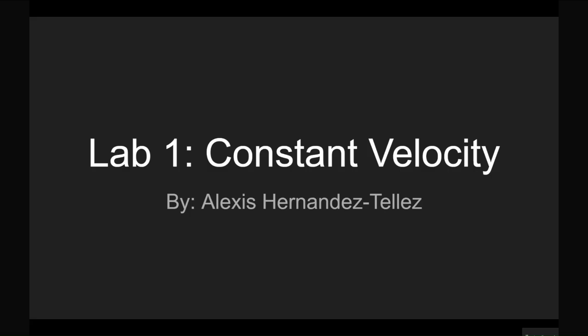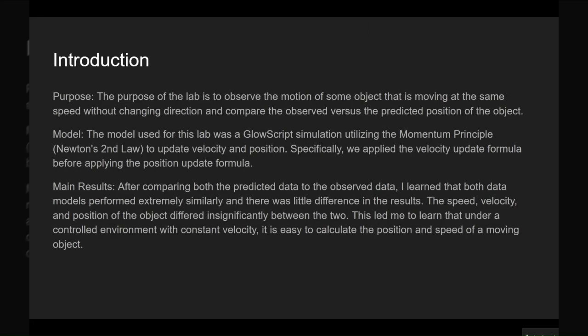So this is Lab 1, Constant Velocity by Alexis Hernandez-Tellez. Introduction. The purpose of this lab was to observe the motion of some object that is moving at the same speed without changing direction and compare the observed versus the predicted position of the object.